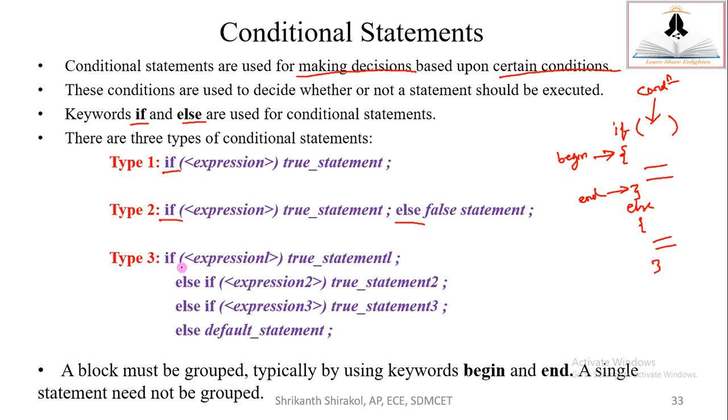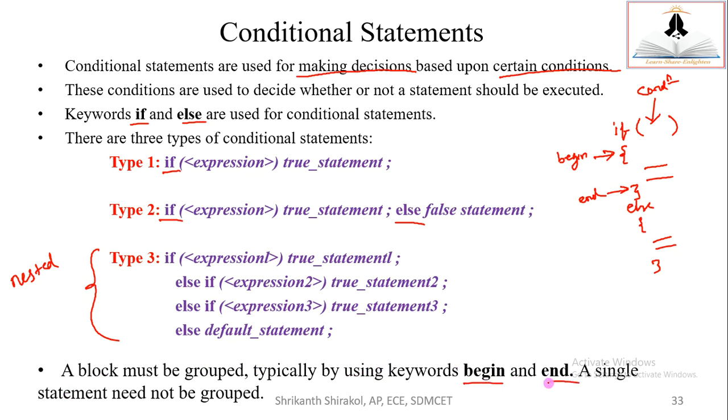In type 3, we have multiple condition checks, multiple levels of condition check, I can say. If the expression is true, this should be executed. If not, we have to check one more condition, and that particular statement should be executed. If not, I have one more condition. So like that, we'll be checking multiple cases, multiple conditions, multiple levels of conditional check. So in those cases, we use a nested if. We also call this nested. Okay, a block must be grouped typically by using the keywords begin and end.